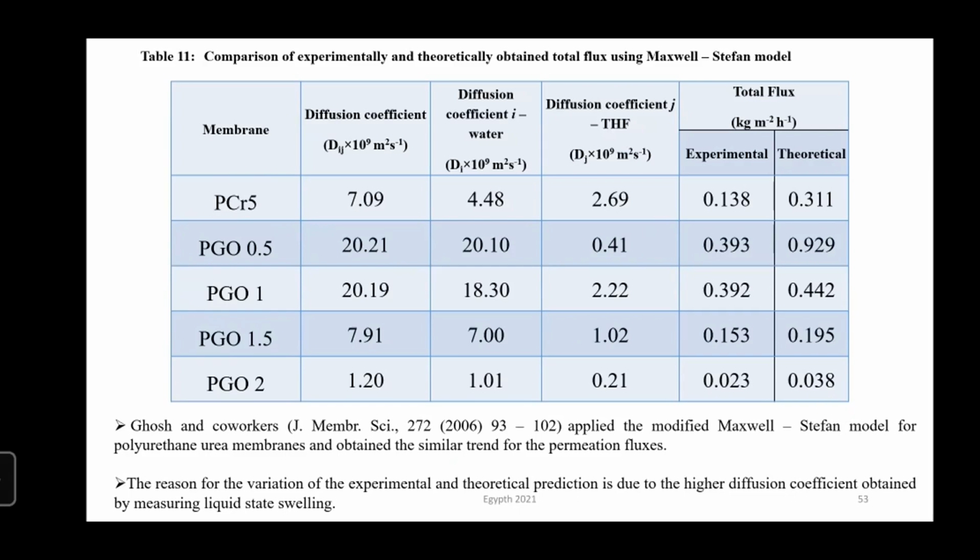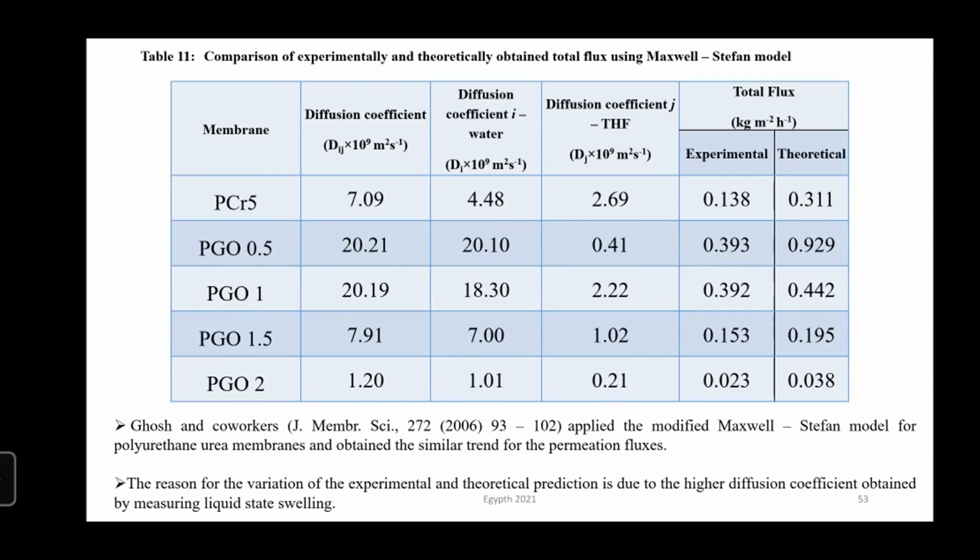So we applied the Maxwell-Stefan model to obtain a similar trend. And the variation between experimental and theoretical prediction is due to the higher diffusion coefficient observed in the measurement in the liquid state. That's why there is a difference, but the trend is the same. So it matches the Maxwell-Stefan model in our present system.